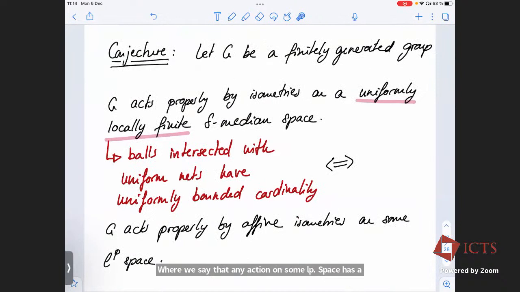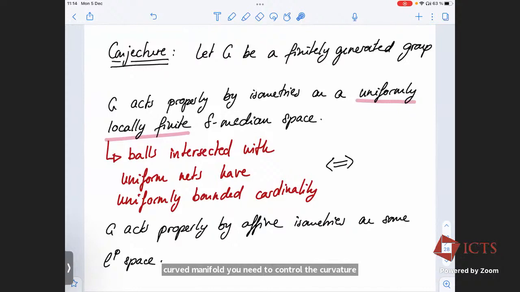So why uniformly locally finite? Uniformly locally finite means that the balls intersected with uniform nets have uniformly bounded cardinality. So typically, if you think of discrete isometry of a manifold, on a negatively curved manifold, you need to control the curvature and the entropy somehow.